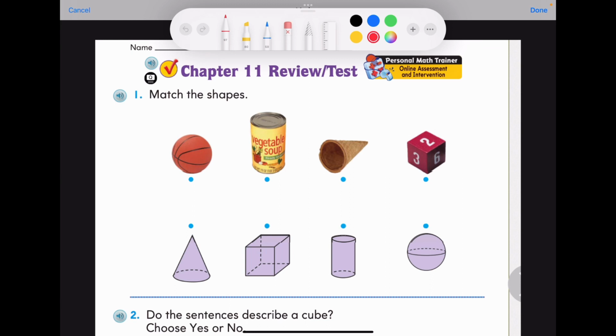So starting with the basketball, I'm going to match that because it's a sphere. I'm going to match that with the sphere. The vegetable soup, I'm going to match with the cylinder. This cone, I'm going to match with the ice cream cone. And then the cube, I'm going to match with the dice.